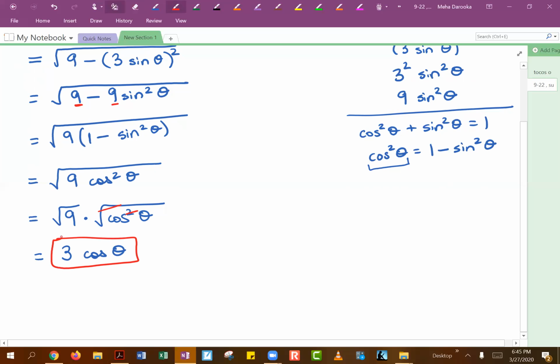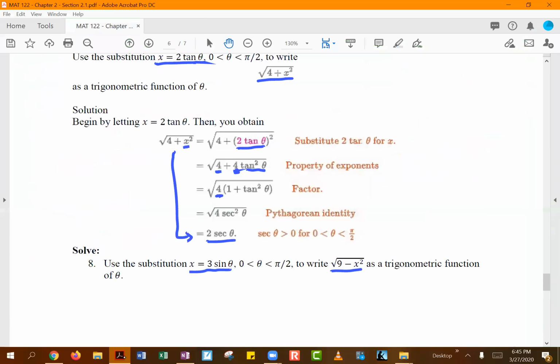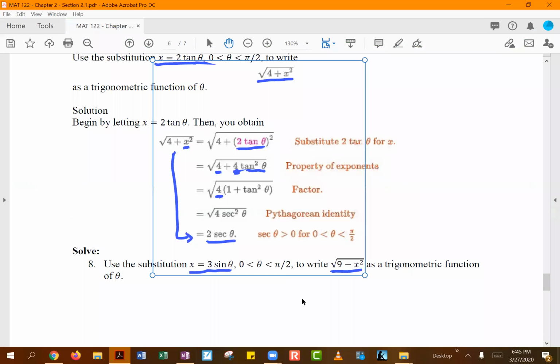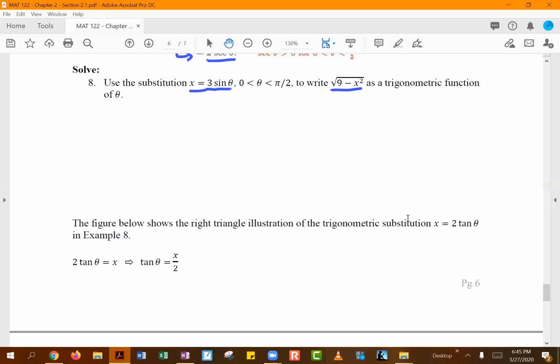Okay, so that's what you should get as your answer once you are done making the substitution and simplifying your expression. So very similar to what you saw happen here in example 8 is the same kind of thing that happens here in problem number 8. Okay, now this last part is actually just to check our answer.